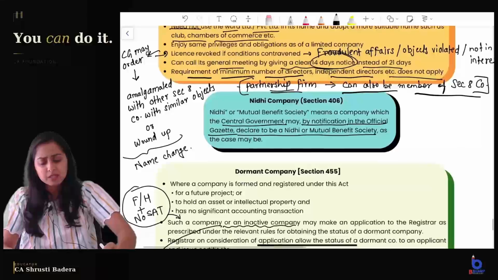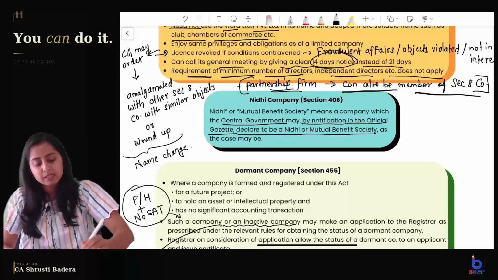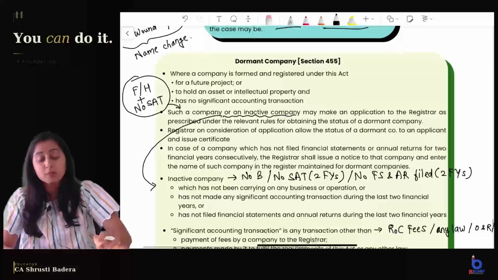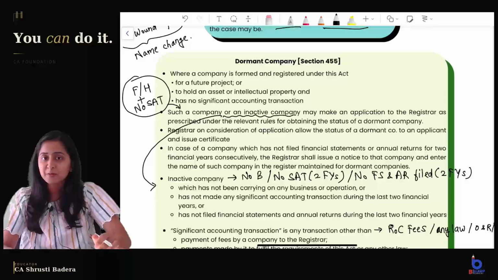Then what is Nidhi company? Quickly, Nidhi company means a company which is notified by the central government in the official gazette to be a Nidhi or a mutual benefit society. Okay. Dormant company, a complicated definition, but we are going to simplify it.